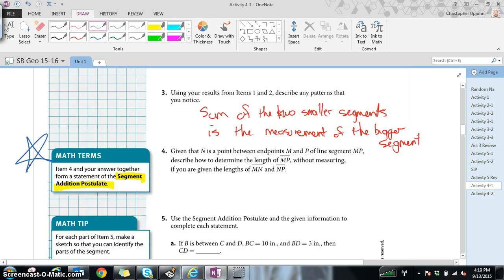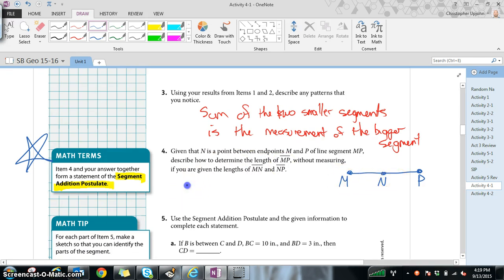All right, we're given the lengths MN and NP, given that N is a point in between M and P of line segment MP. Now what I suggest for all these problems, even though they sound simple, is to draw it out. So segment MP and N is a point in between them. We don't know exactly where. I made it look like the middle, but it doesn't have to be. Describe how to determine the length of MP without measuring if we are given MN and NP.